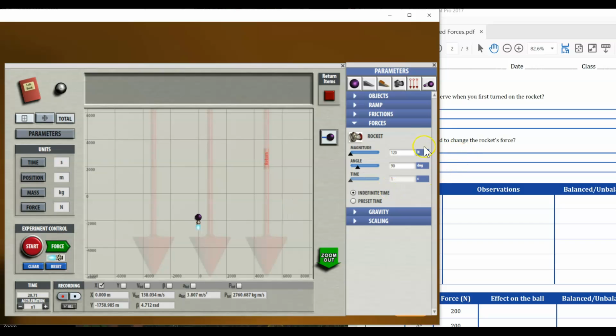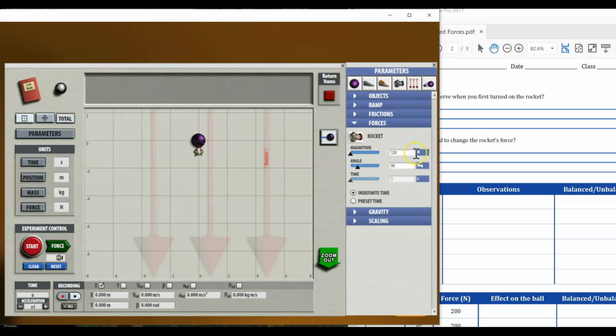I will go back and reset. First, remember, got to reset it first. Then change the magnitude. And then you keep doing that until you find the balanced force. It means that that force will cause the ball to stop moving.